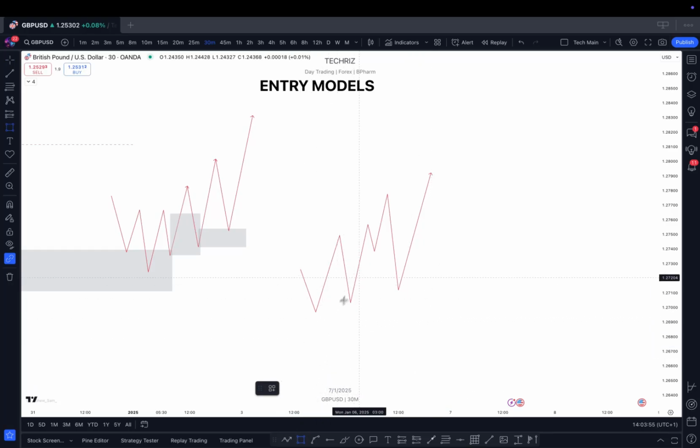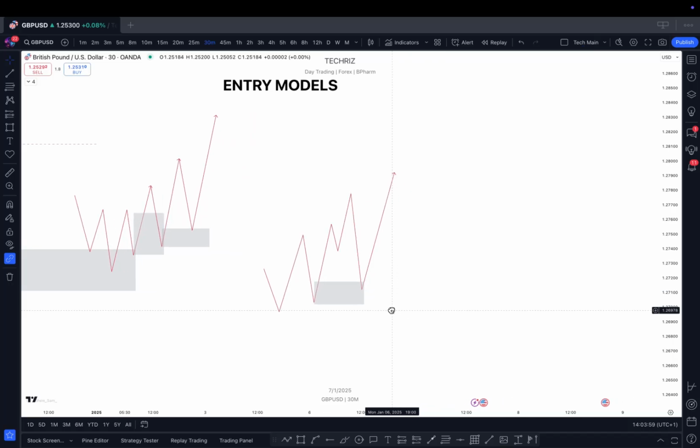I'm not going to be going into the chart to show you. This is your assignment. Go and find them, look through price action, find them, just draw them down in your charts. One thing is sure, you're not going to go wrong with any of these entry models.